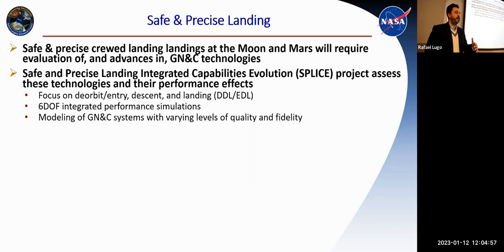So for example, we were able to look at if you had a really poor IMU, inertial measurement unit, how does that compare to a really good one? Or if you had a TRN system, terrain relative navigation, that had a really bad camera compared to one with a really good camera, how does that impact performance in an integrated sense?